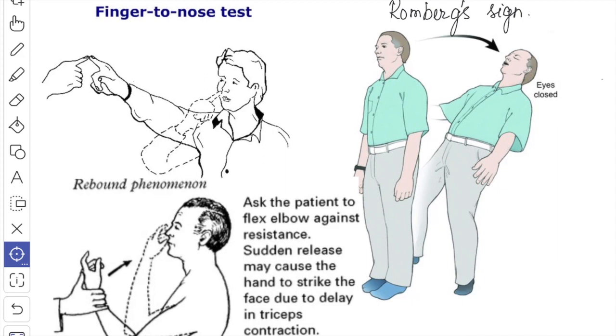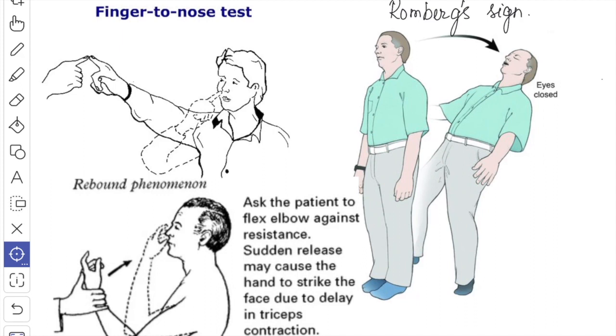The involvement of the archicerebellum will lead to truncal ataxia and staggering gait. The patient is unsteady while standing and has a staggering gait while walking. He walks with legs well apart, that is on a wide base, and sways from side to side.